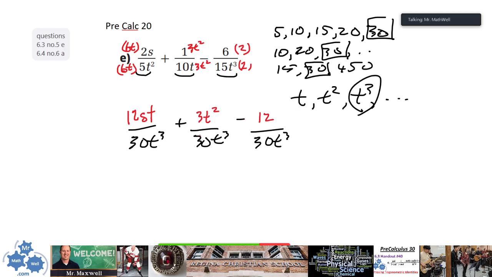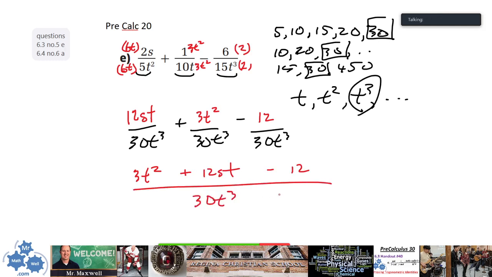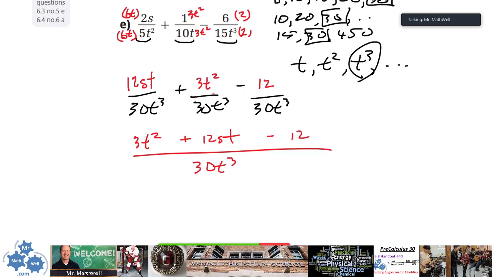So now that we have this, we can show this as a single term. I'm going to put the 3t squared first, add the 12st, and subtract the 12 at the end, all over 30t cubed. Now, if we have to simplify this totally, then in this new term we can see that we do have a common factor of 3 on the top. I can pull a 3 out, and I can pull a 3 on the bottom, so we're going to be able to simplify that.